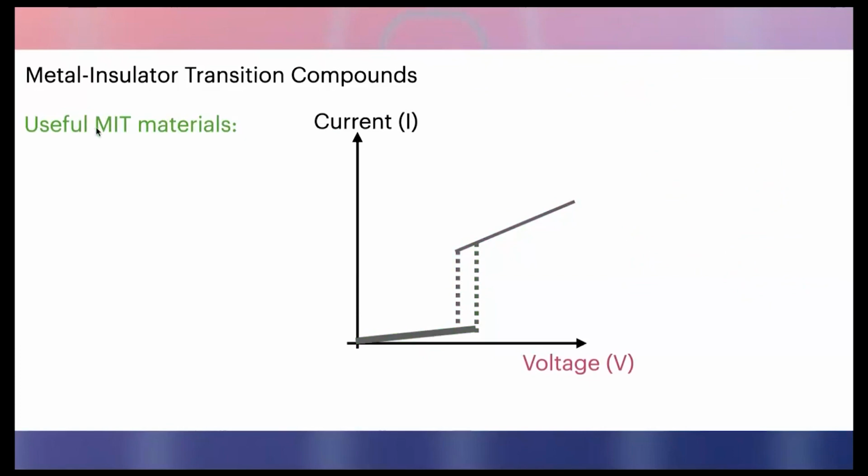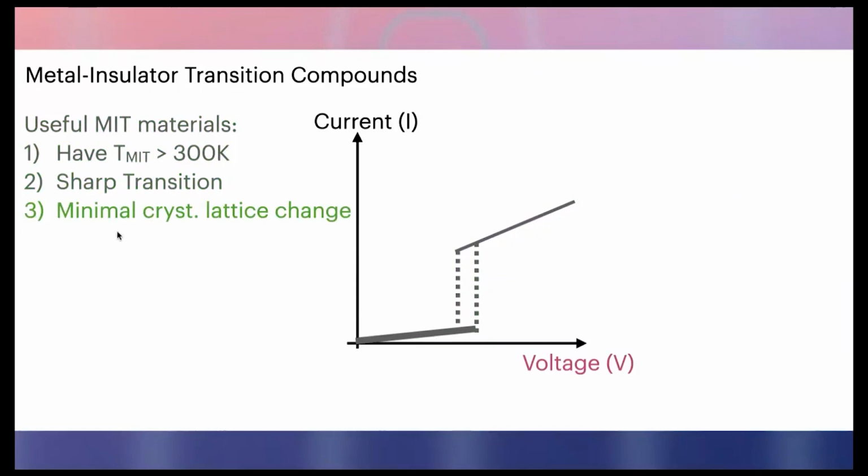So, okay, what does that mean? Well, useful MIT materials should have a TMIT of over 300 Kelvin. We want them to be in the insulating regime so we can control them with a field at room temperature. And we want them to have a sharp transition. There should be a very clear difference between 0 and 1. Another thing that is also useful is to not have a very strong crystallographic lattice change throughout the transition.